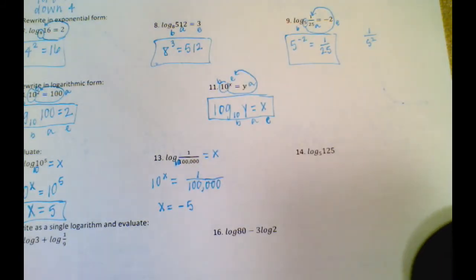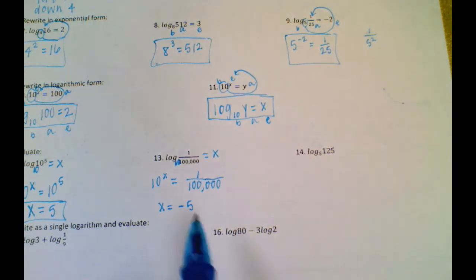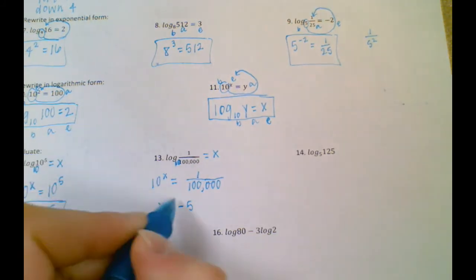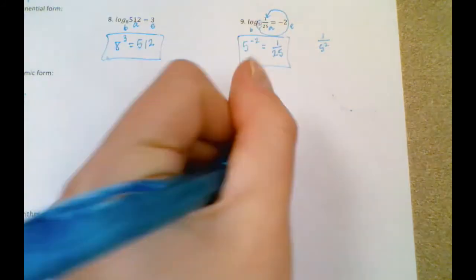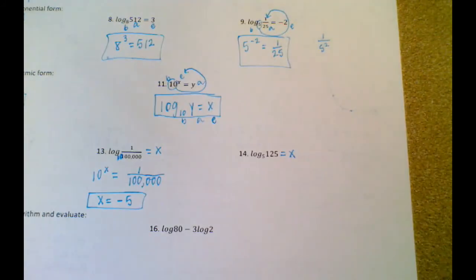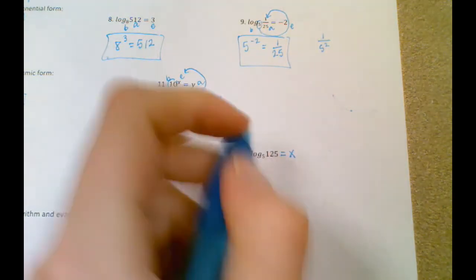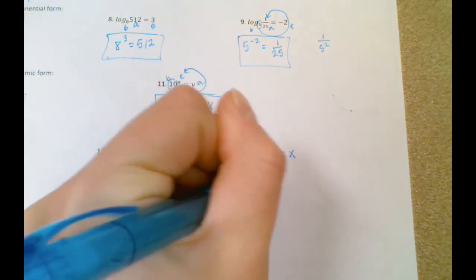That's weird. Well, you can count how many zeros there are, and that helps you out there. Okay? All right, number 14. We're evaluating, so set it equal to X. Again, use the Bay or the swoop method. So we get 5 to the X equals 125.